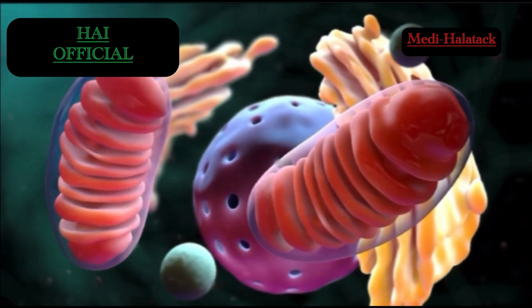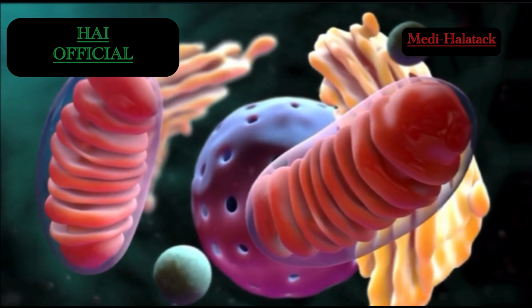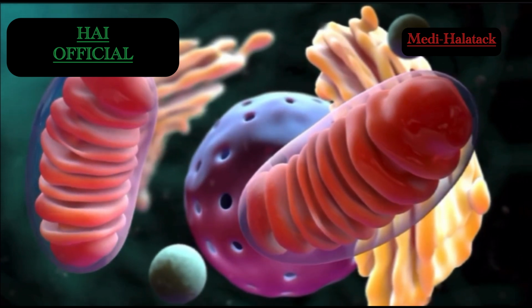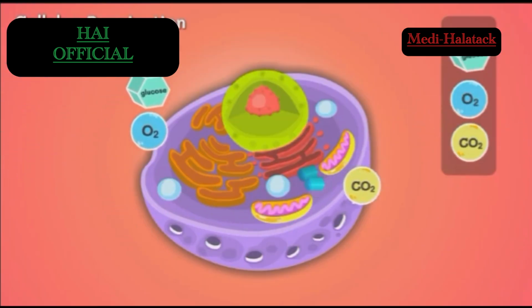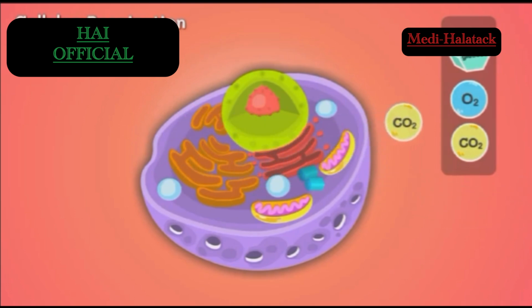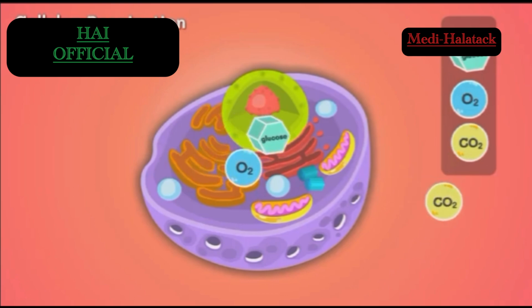Cellular respiration, a fundamental process occurring within the mitochondria of cells, is essential for life. It's the process by which cells convert glucose, which is derived from the food we eat, into adenosine triphosphate, or ATP, the primary energy currency of cells.